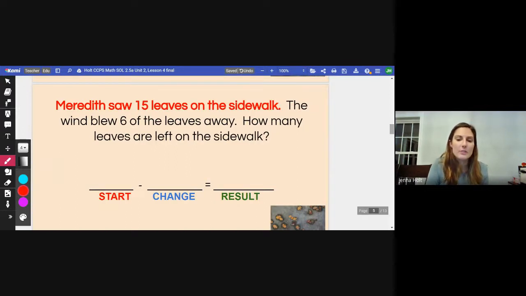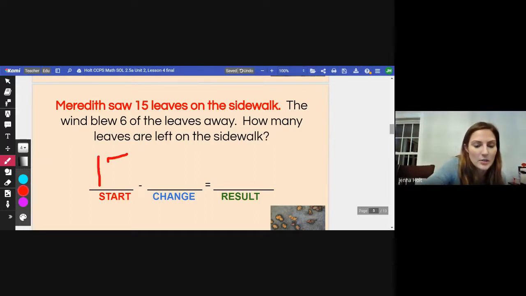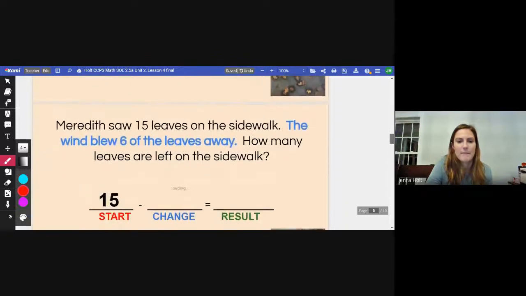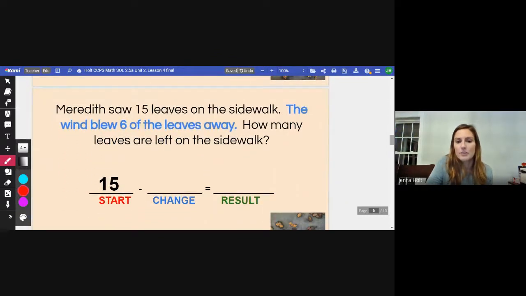Look what I've done to the first sentence. Meredith saw 15 leaves on the sidewalk. That's what she started with. That's how many leaves she saw on the sidewalk. So I know that my start is going to be 15. Let's think about the second part of that word problem. Meredith saw 15 leaves on the sidewalk, but then the wind blew six of the leaves away. I know that if leaves blow off of a sidewalk, they're gone. They're not there anymore. So my change is going to be six, and we're going to be subtracting six.